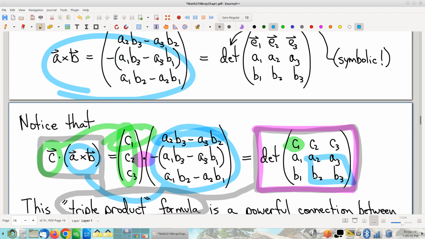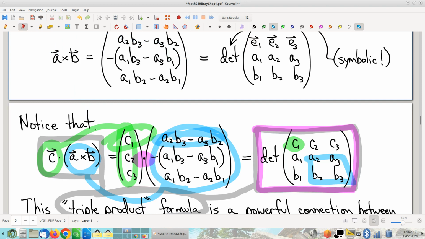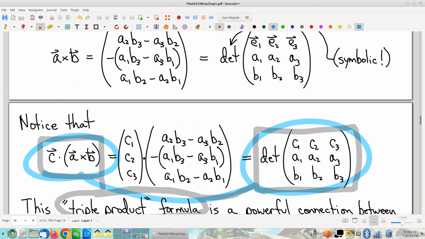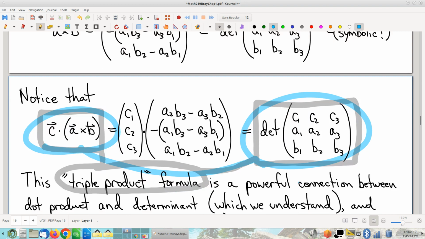So conveniently, we get yet another formula of interest, and that is this right here: that expression is equal to that expression. This is called a triple product because there are three vectors that go into this expression.